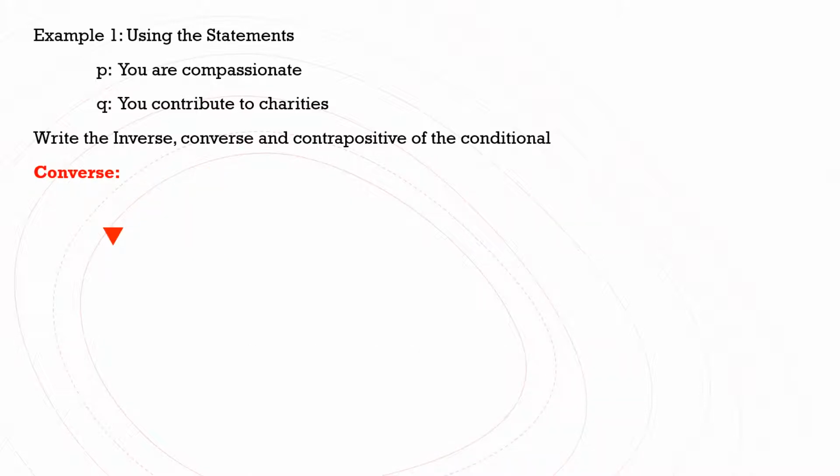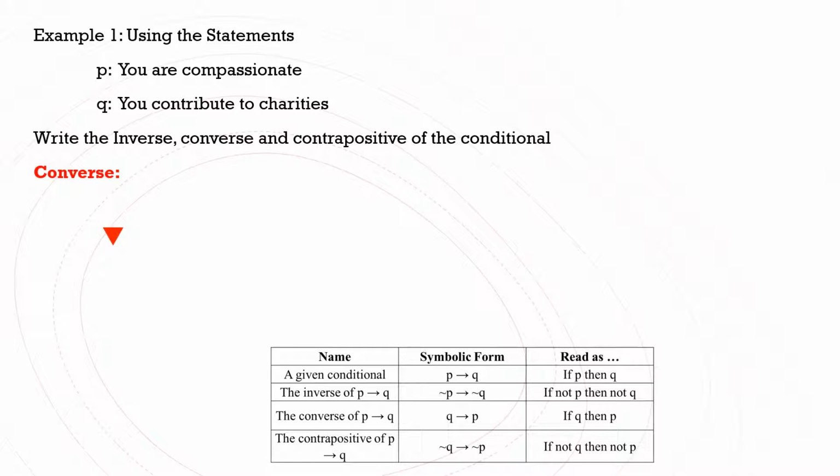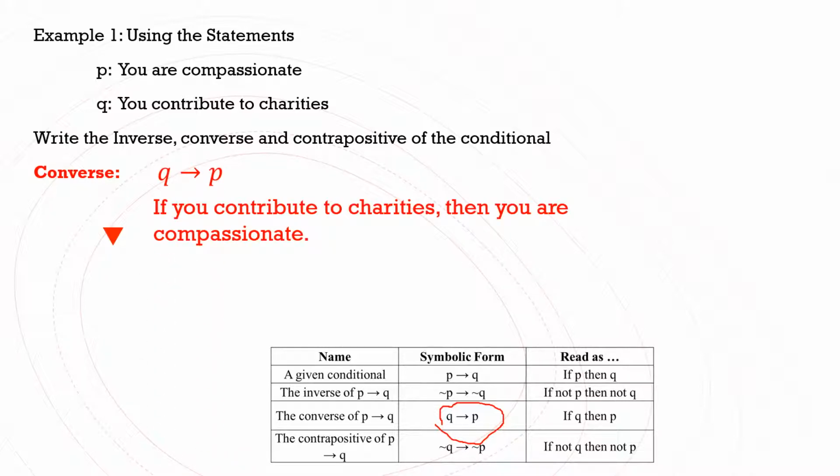Now the converse. If we look back at our little table, the converse is the third one down right here. Alright, so just Q implies P, so we're just switching them around. So that would be, if you contribute to charities, then you are compassionate. And again, your sentence doesn't have to be exactly the same. Remember, we said that oftentimes you can omit the word then. That's totally fine. We do that a lot in our everyday speech.